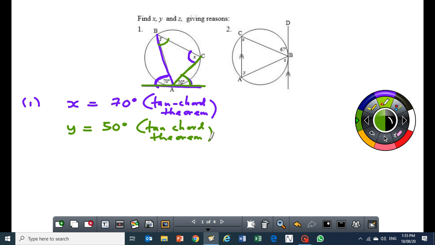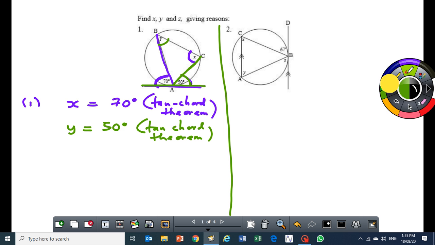Alright? So when you see a tangent, identify a chord inside the circle. That chord, if it subtends an angle inside the circle, is at the circumference. And it also causes the formation of another angle with the tangent. Then you can say, therefore, I'm going to use the tan chord theorem. Alright? So that's this one here. So let me draw the division line. Let's move on to that.